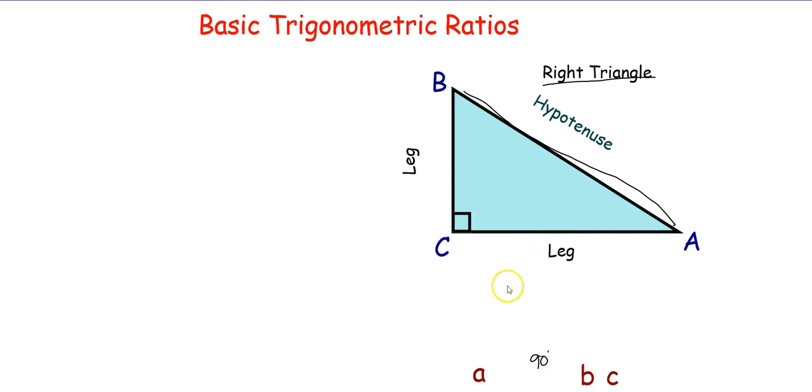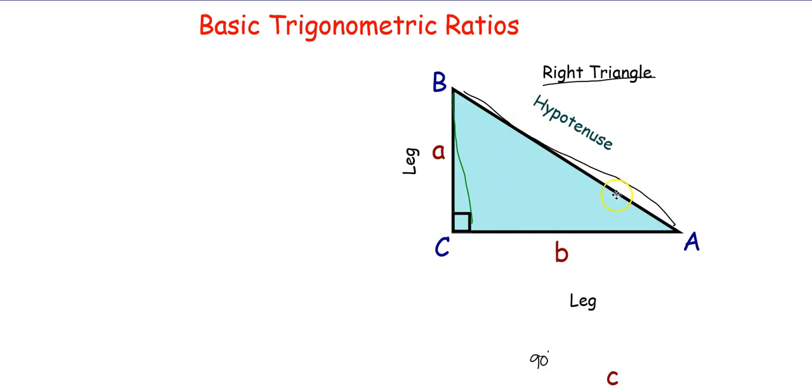We usually represent them by lowercase letters. Now the side opposite to angle A is BC. BC is all the way across. That is the side opposite to angle A. We can represent it as a lowercase a. That is, the measure of BC is equal to a units. Now, the side AC is opposite to angle B, so we can call it b.